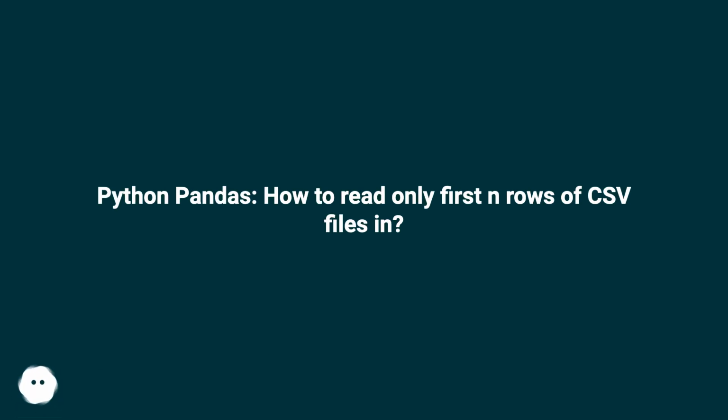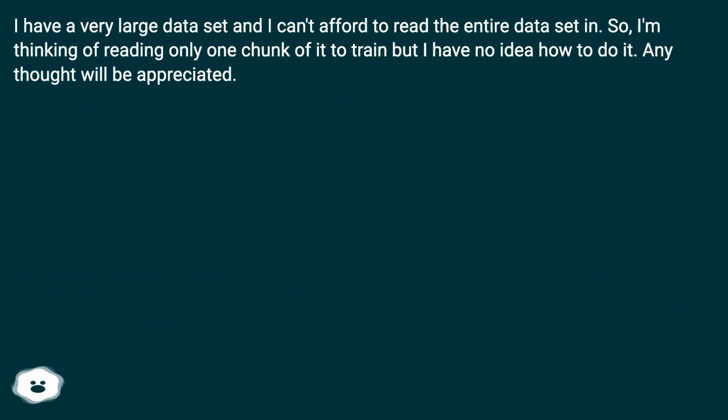Python Pandas. How to read only the first n rows of CSV files in Pandas? I have a very large dataset and I can't afford to read the entire dataset in. So I'm thinking of reading only one chunk of it to train, but I have no idea how to do it. Any thought will be appreciated.